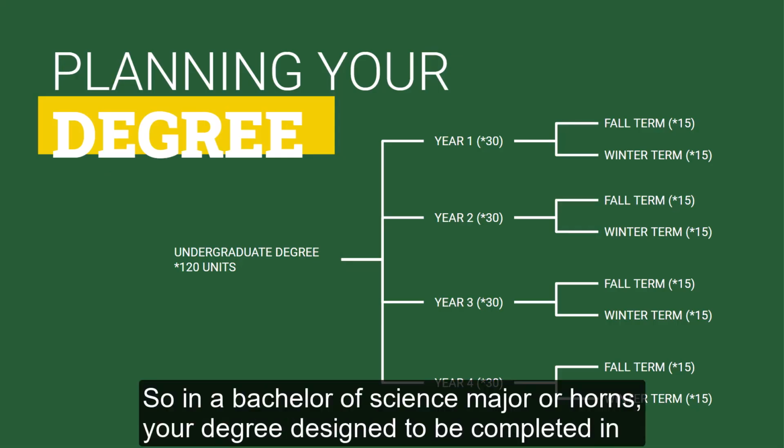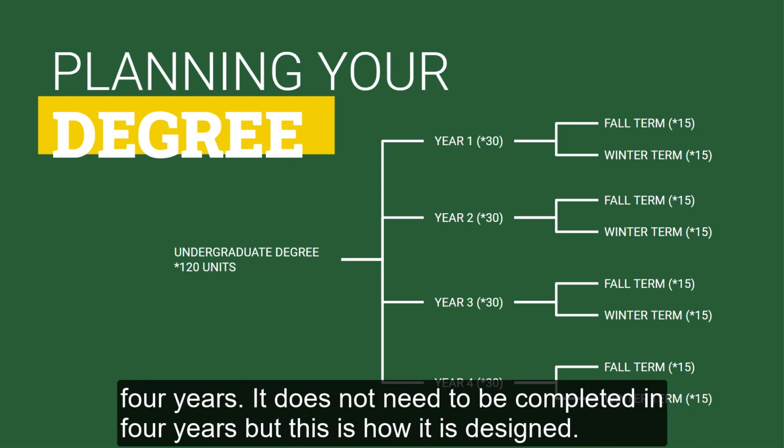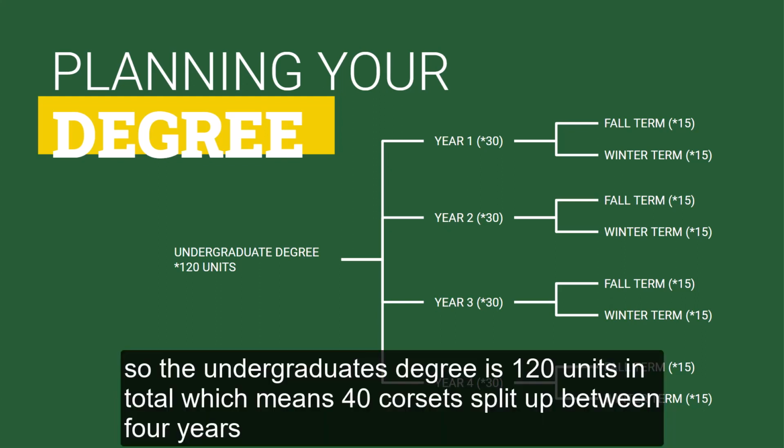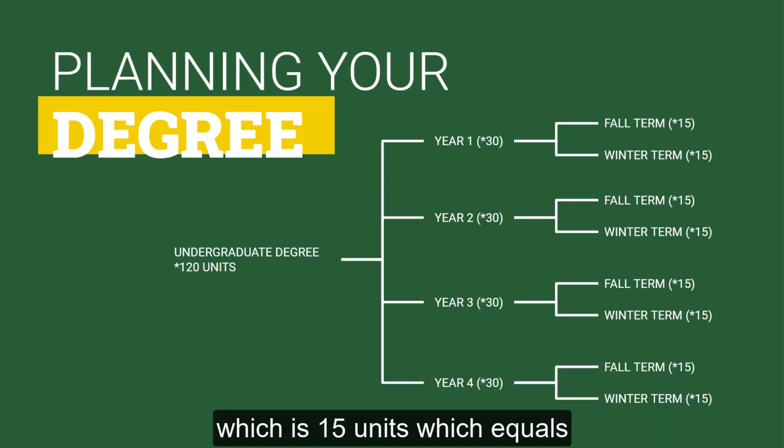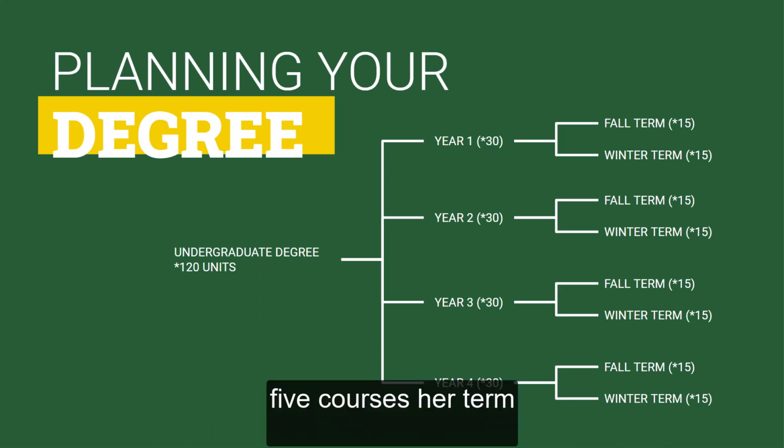In a Bachelor of Science major or honors, your degree is designed to be completed in 4 years. It does not need to be completed in 4 years, but this is how it is designed. The undergraduate degree is 120 units in total, which means 40 courses split up between 4 years. Each year would be 30 units of coursework, being 10 courses, further split into fall and winter terms, which is 15 units, which equals 5 courses per term.